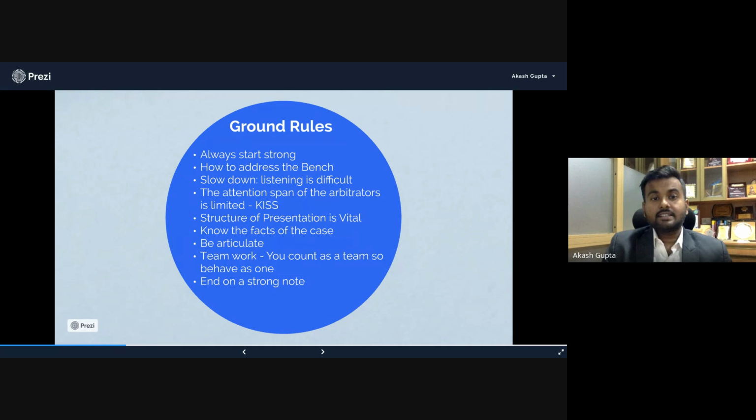The second last one is teamwork, and you count as a team, so behave as one. Now, how do you showcase that you are a team? Anyone? How do you get points for this? Because in all the competitions, you'll find that for teamwork and collegiality, there is at least 20% marks. So how do you actually get points for this teamwork? What you should do, what you shouldn't do? Okay, Shiva is saying research, but can you showcase research in the oral rounds? Of course, during the memo rounds, but you get teamwork points for the oral rounds, not for the memo rounds.